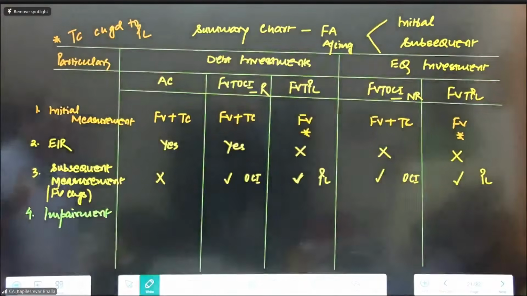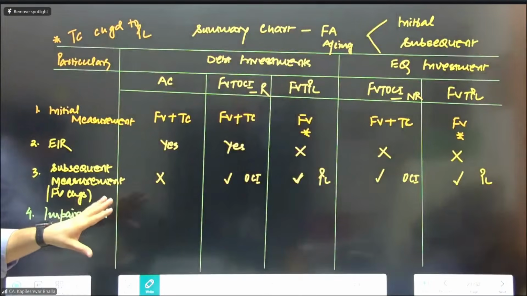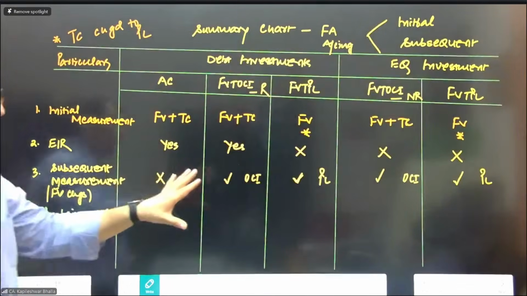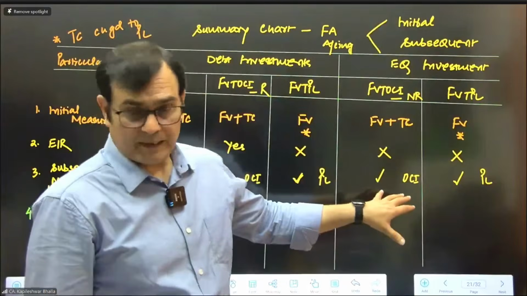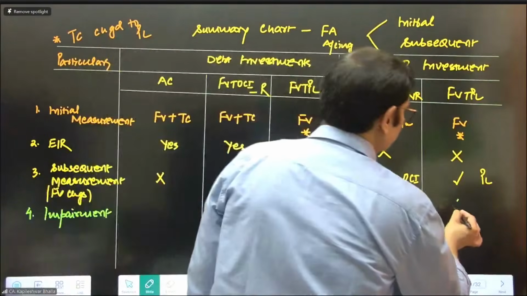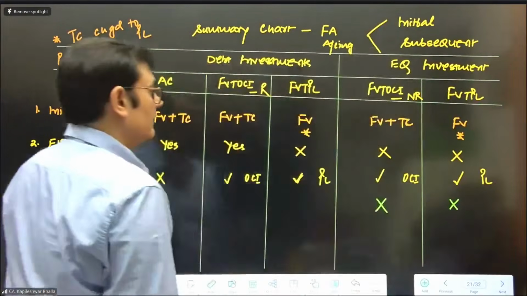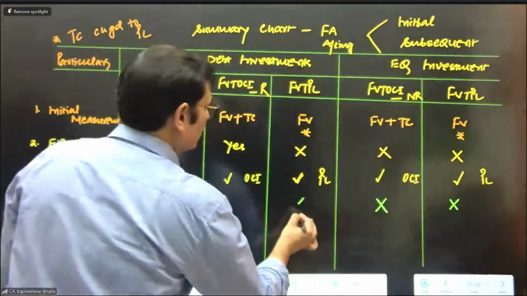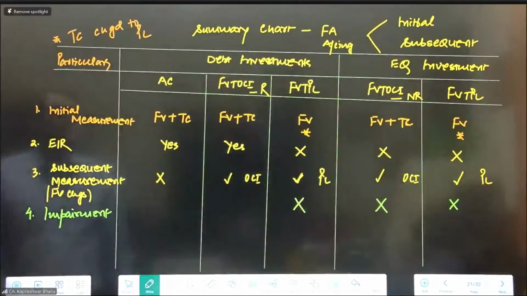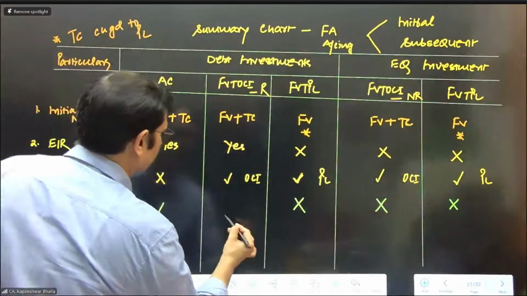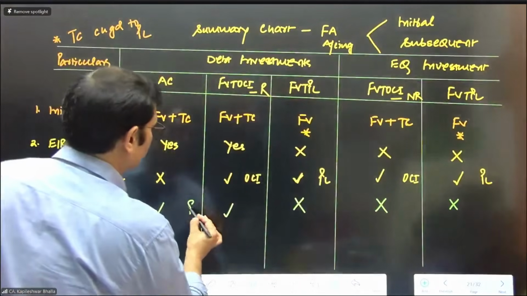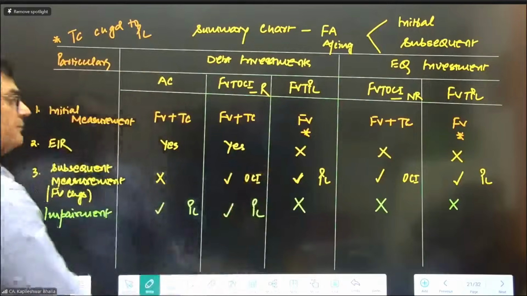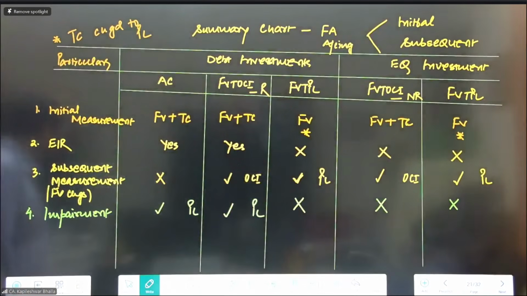Correct? So when you're looking at impairment, equity investments, outrightly no. Equity investments are not subject to impairment testing. And that's right. And debt investments at FPTPL are not subject to impairment testing, but AC yes, and this is also yes. And the impairment, just to keep track, enters into the P&L, irrespective of the category.